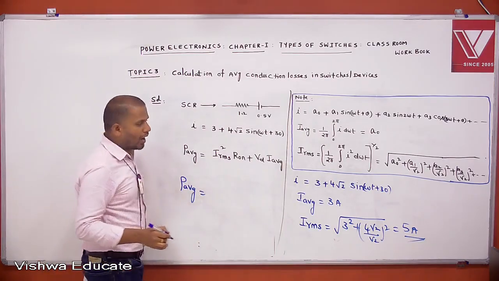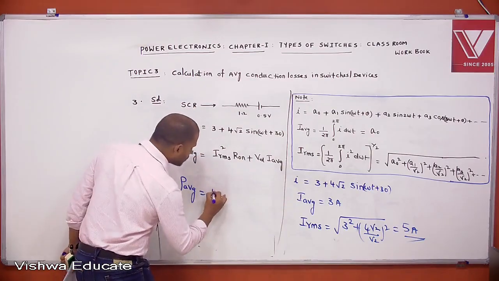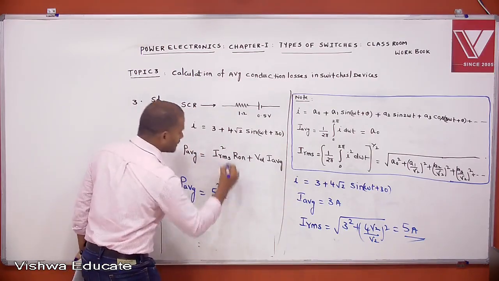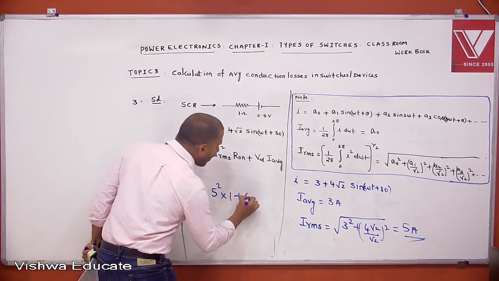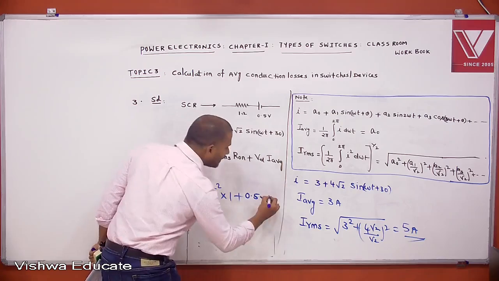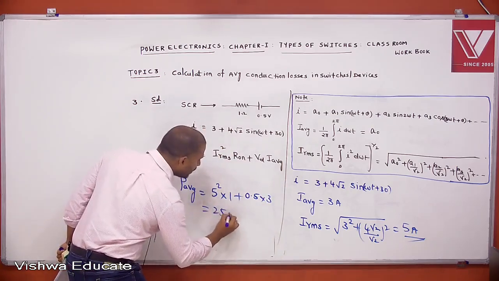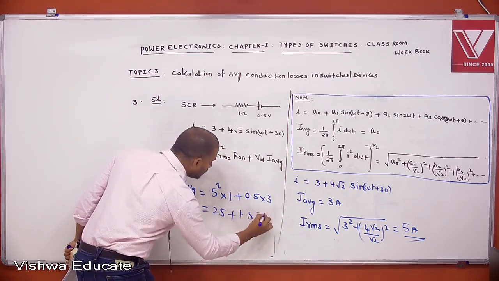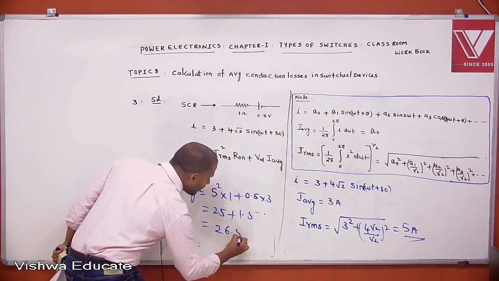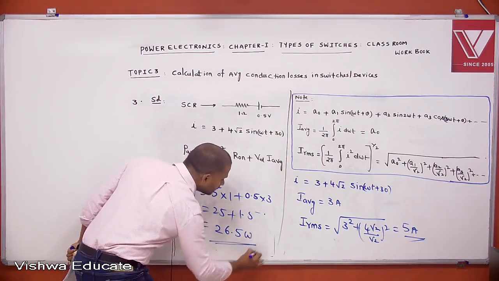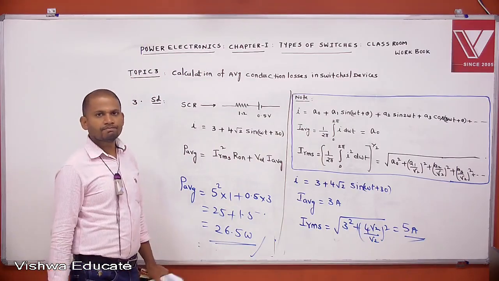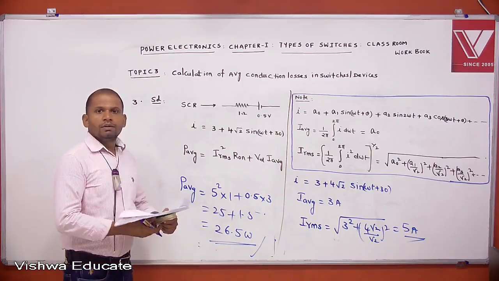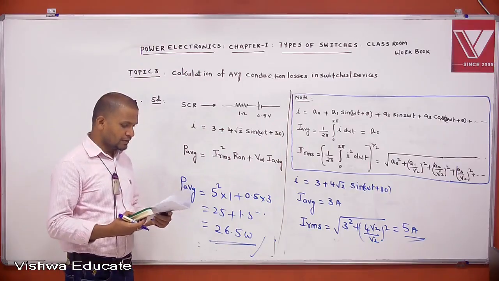Then what is the average power loss? I RMS square into R on. What is the RMS value? 5 square into on-state resistance 1 ohm, plus VD into I average, 0.5 into, what is the average current? 3. This is 25 plus 1.5. Then how much do you get? 26.5 watts. Over. Understood? That is the third question in this topic.